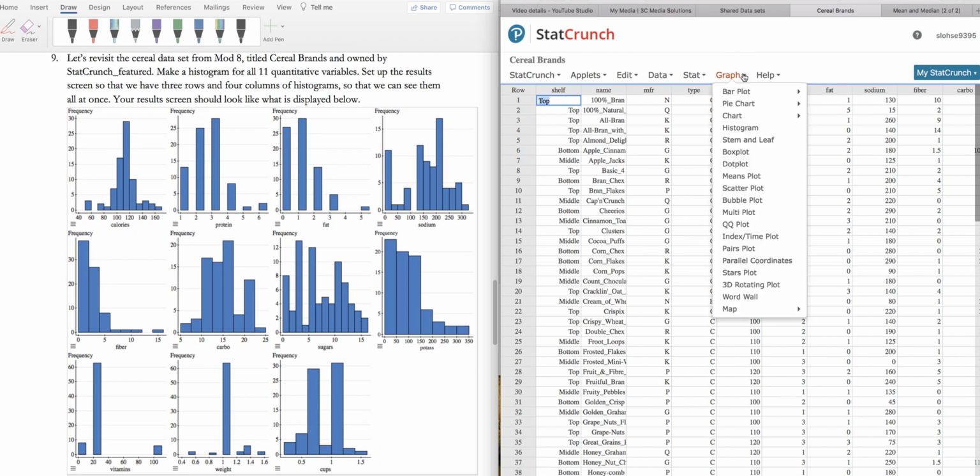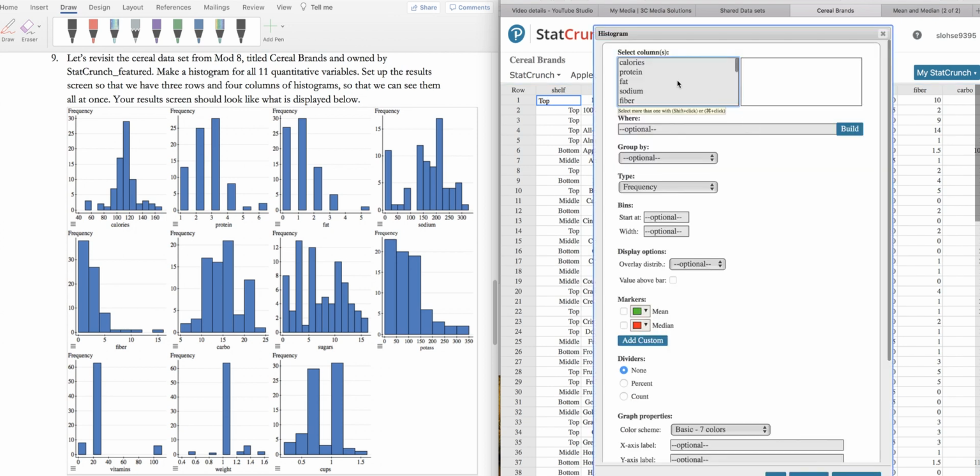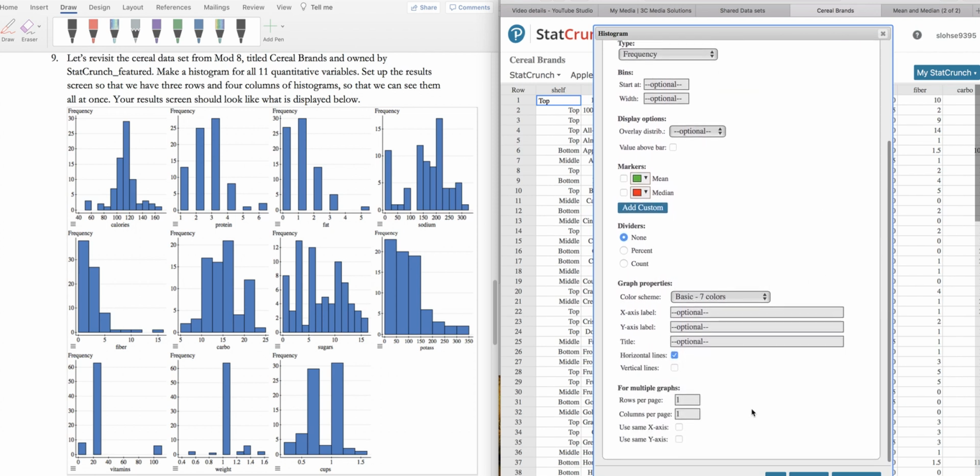Histograms happen in the graph drop down menu, and then we pick histogram. We're going to make a histogram for every one of these columns. So I click the first, and then I shift click the second to choose that entire block. We're not going to worry about most of these things. We're going to let StatCrunch set up the bars or the bins itself. I could ask StatCrunch to do something specific here, but I'm fine with however StatCrunch wants to do it.